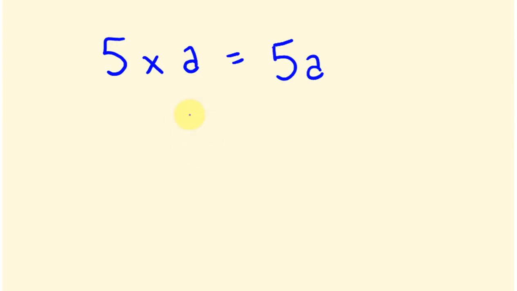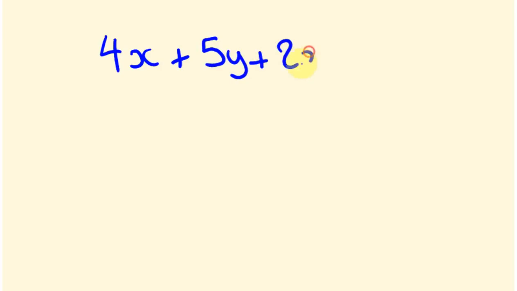Okay, so another thing when we're doing algebra is we can also add certain algebraic expressions together, ones with like terms. And these are ones that contain exactly the same pronumerals. I'll show you what I mean by this, okay? Say I had something like 4x plus 5y plus 2x.